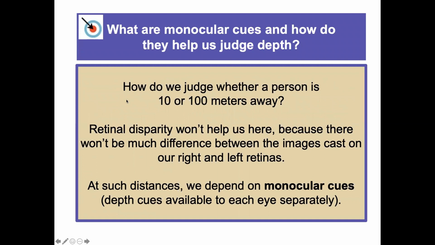So what are monocular cues and how do they help us judge depth? How do we judge whether a person is 10 or 100 meters away? Really important to understand: retinal disparity won't help us here because there won't be much difference between the images cast on our right and left retina. So we need to use something called monocular cues, which are depth cues available to each eye separately. And they're really fascinating if we think about them.